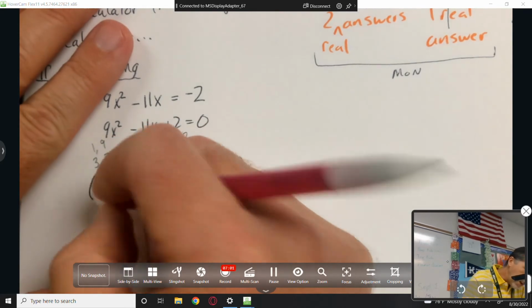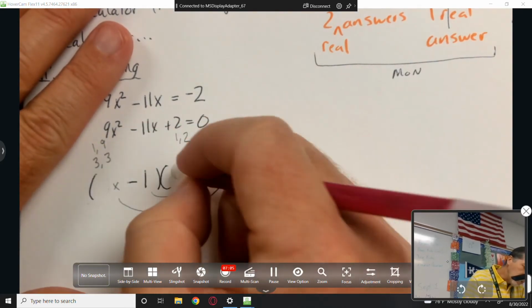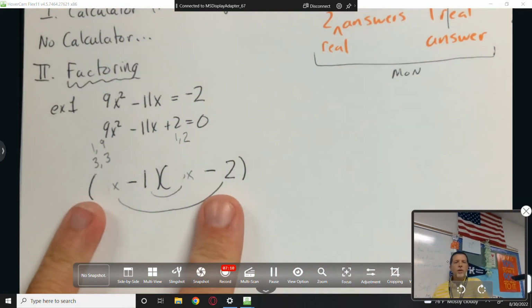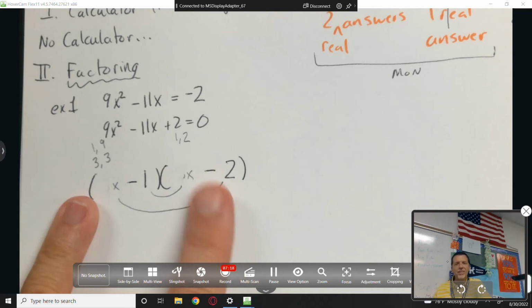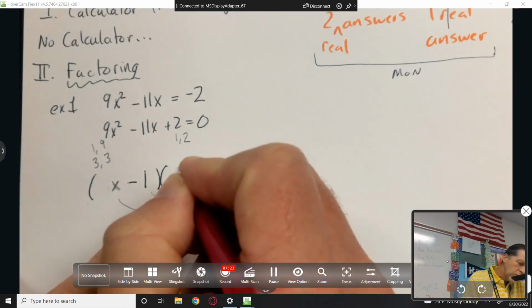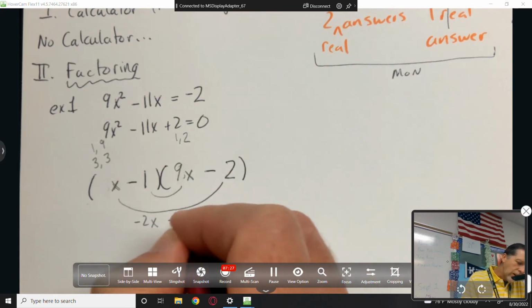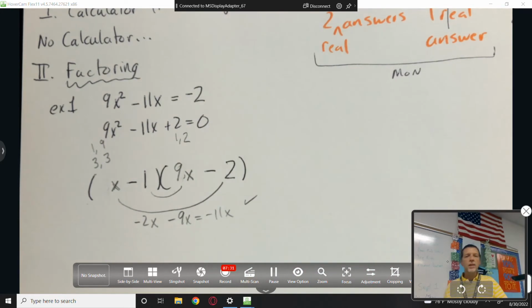So let's try the 9 and 1. And if you do a little bit of math in your head, you can figure out, even before I put them in there, who do I want to be paired with the 2? The 1, because if I put the 9 across from the 2, I'm going to have 18. That's going to be too much. So let's leave x across from 2 and put 9 across from 1. And now we got negative 2x minus 9x, negative 11x, so we got it.